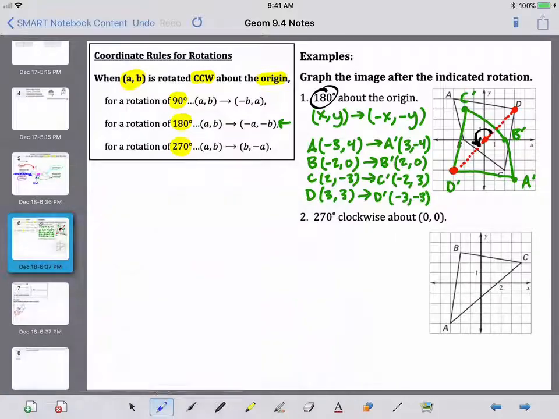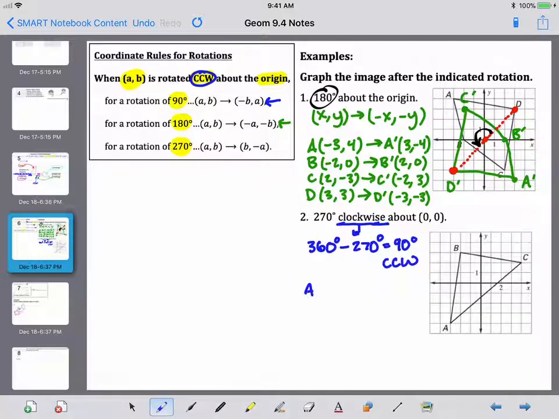In our next example, we're going to do a 270 degree clockwise rotation about the origin. And remember, these rules up here only work for counterclockwise rotations. So if you're ever given a clockwise rotation, you can turn it into a counterclockwise rotation by subtracting it from 360 degrees. So 360 degrees minus 270 degrees is a 90 degree counterclockwise rotation about 0, 0. Now that's what we need to use so we can apply this rule up here.